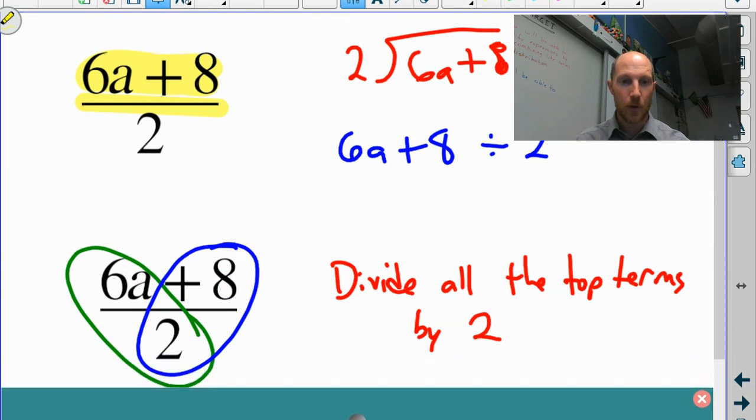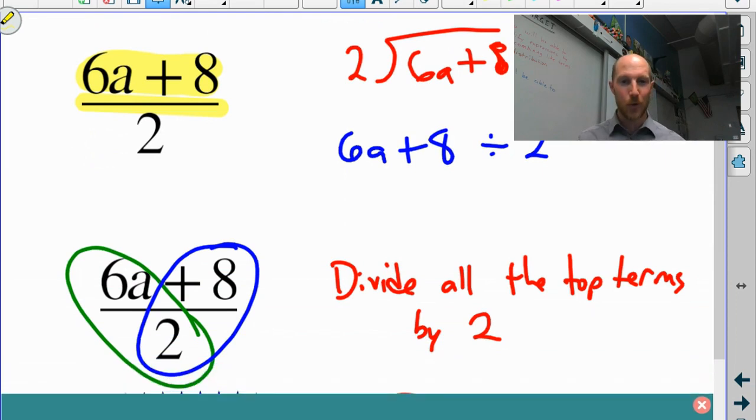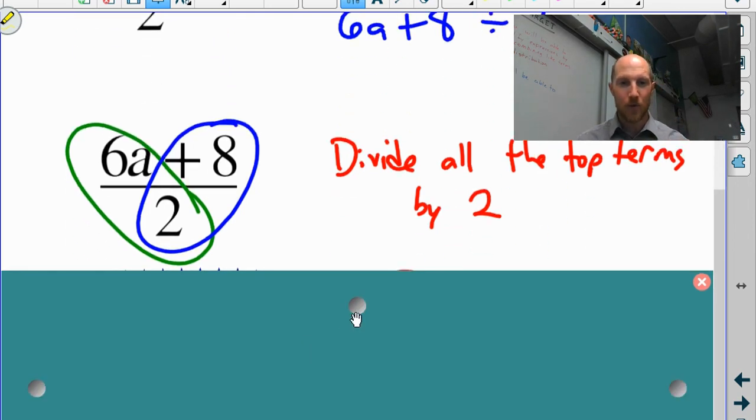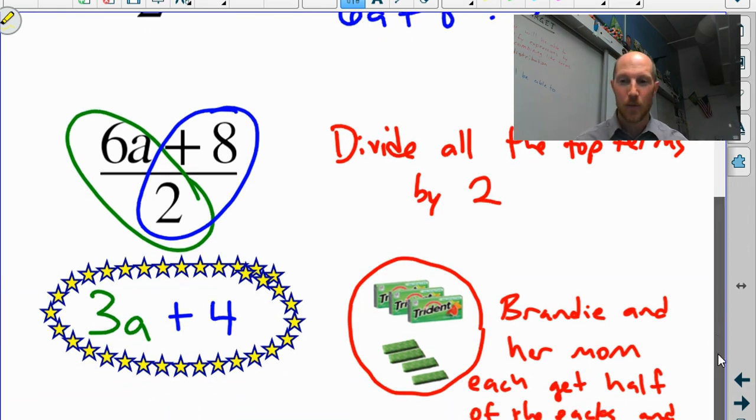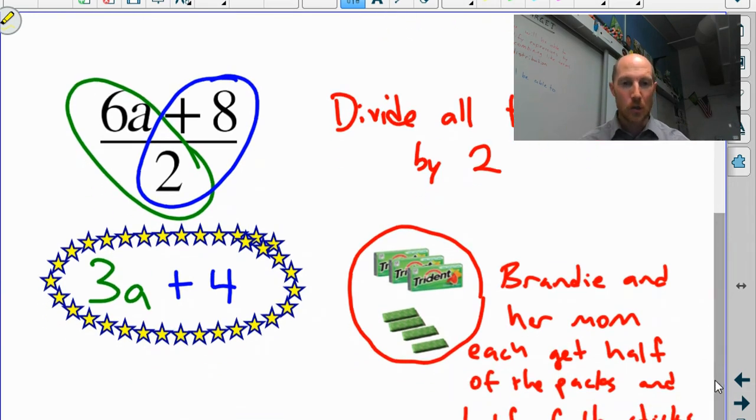Okay, so the first thing we're going to do is divide both of those terms by 2. So I got a 6A, that'll need to be divided by 2. And I also need to divide the 8 sticks of gum by 2. A lot of times people will just divide the first number and then they forget to do anything else, and that's like the most common error. So we got to make sure to divide each term by 2. So Brandy and her mom, each of them are going to get 3 packs and 4 sticks, just like you already said in the do now. But this is what it looks like in an algebra expression and how we do that division.